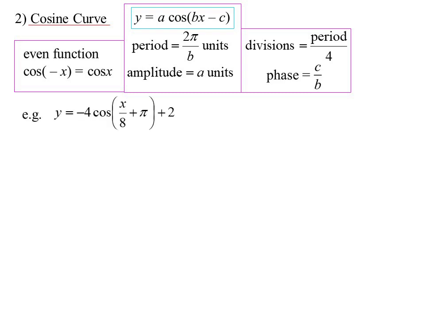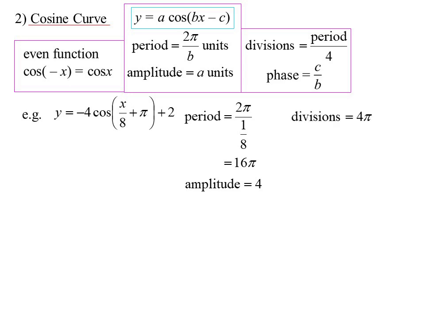All right, let's do this one, speaking of going crazy. Minus 4 cos x on 8 plus pi, plus another 2 for the heck of it. My period, 2 pi on 1/8, 16 pi. The amplitude is 4. We don't say negative 4, because whether it's negative or positive there doesn't matter, because we're going up and down. So we just say, oh, it's 4 units. That's the distance we're talking about.